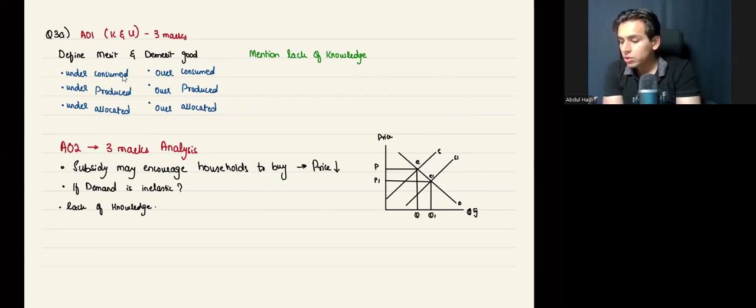So it is not always the case that subsidy will help increase the consumption or people cannot afford merit good. Sometimes the reason behind lack of consumption is lack of knowledge as well. Everything clear? Yes, sir.